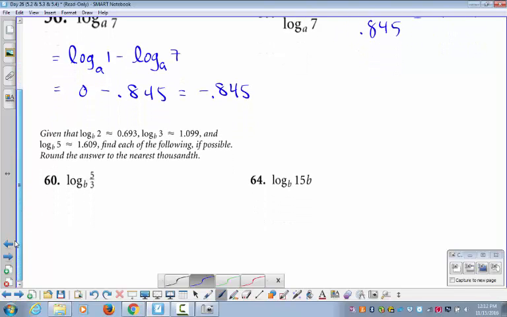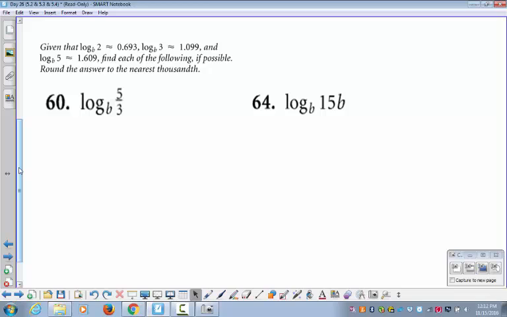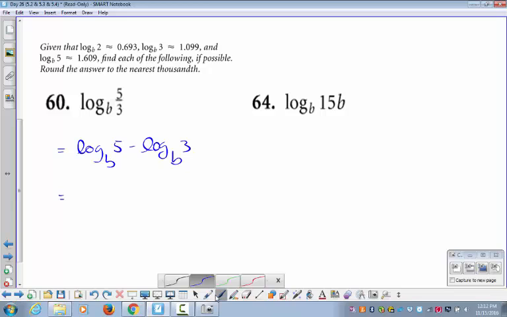And then they do the same type of thing for this other one as well. So we're going to try to rewrite this so that we can use the information that's given. We're going to rewrite this as log base b of 5 minus log base b of 3. They tell us log base b of 5 is 1.609. They tell us log base b of 3 is 1.099. We subtract those two, and what do we get? Say again? 0.51, thanks.